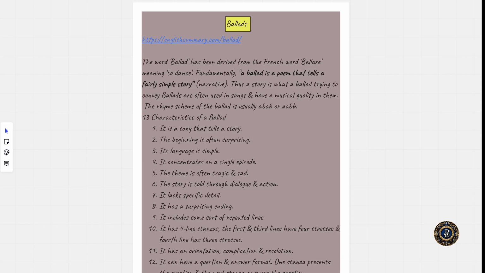Before we jump into the explanation, I think it's better to understand the features of a ballad, because this poem is considered as a ballad. Now remember, a ballad is a poem that tells a story. In this article, you will find mostly used characteristics or features of a ballad. So please pause the video and read all the features. And this article is taken from the website englishsummary.com.